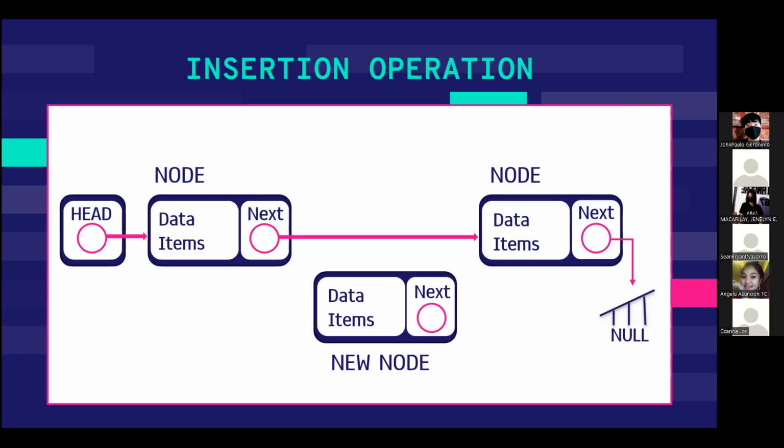So here in this diagram, we have two existing data. And the user wants to insert a new node on location 2. So what will happen here is the new node will replace the second node's location, and the past second node will be moved to the third location. Next.